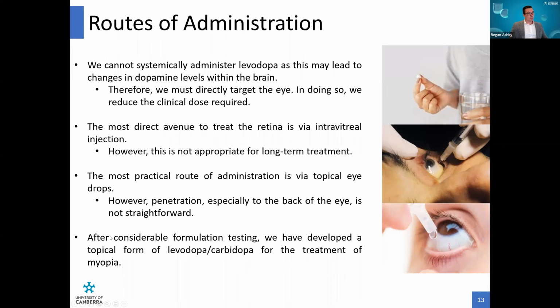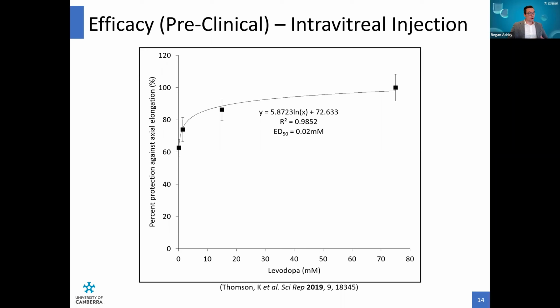However, after considerable formulation testing, we have managed to finally develop a form of levodopa carbidopa in topical solution that can penetrate the cornea and can make it to the back of the eye where it can stimulate the synthesis and release of dopamine from the retina. So what I'm going to show you over the next few slides is preclinical data on the effectiveness of levodopa in the treatment of, in this case, experimental myopia.